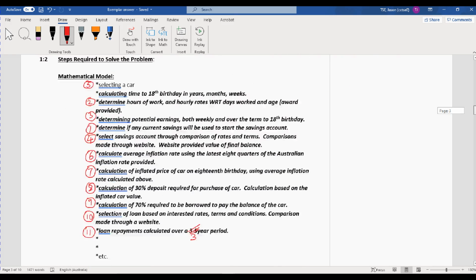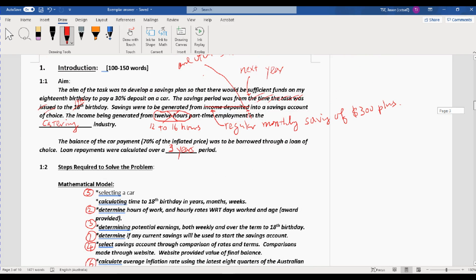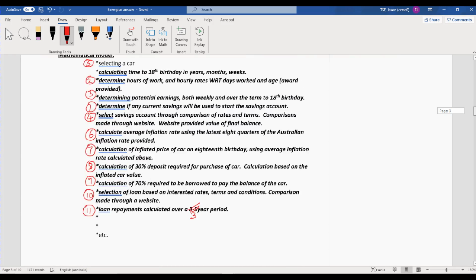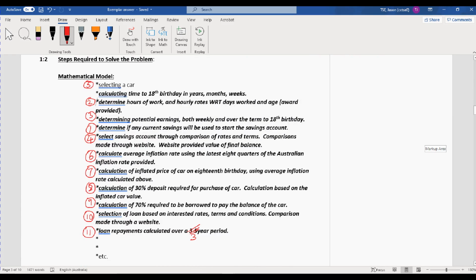So that's pretty much the first 2 parts of the introduction. In the introduction, you should have the aim of what this assignment is about, changing that information from the booklet to suit your own financial planning, and the steps required to solve the problem, which is mathematical modeling. You need to rearrange the order of those steps. Make sure you've done that before we go to the next part.